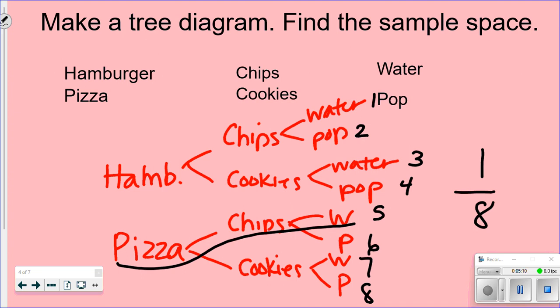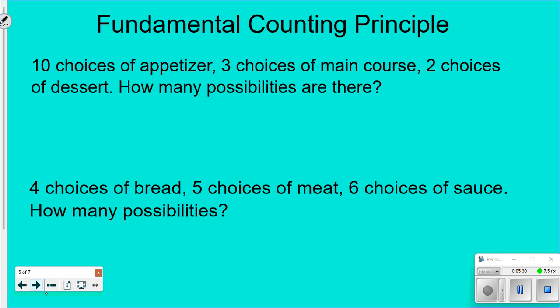Sometimes people get messed up on that third one, but you have to make sure that you include those two things together out of the chips. You can't just put pizza, hamburger, chips, and water, because you can also have hamburger, chips, and pop. So a lot of times people will get confused in that third step. So careful there. The next thing I want to talk about is the fundamental counting principle.